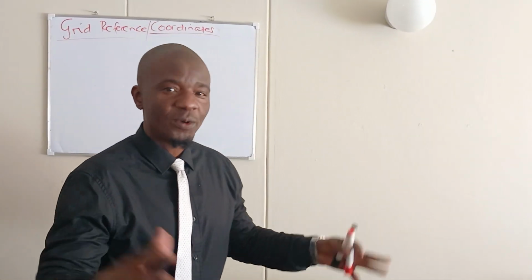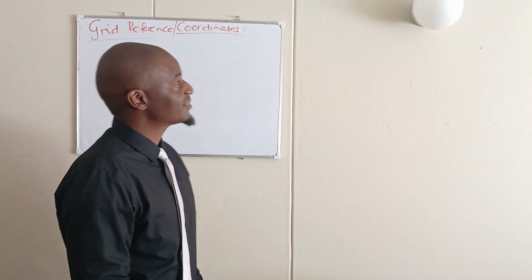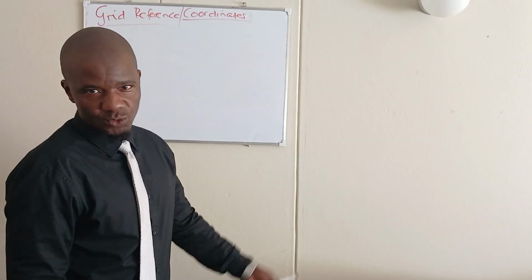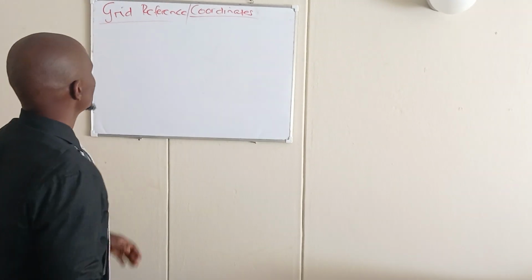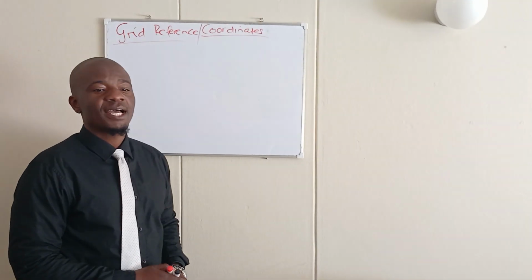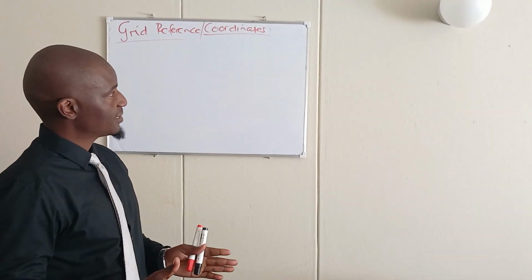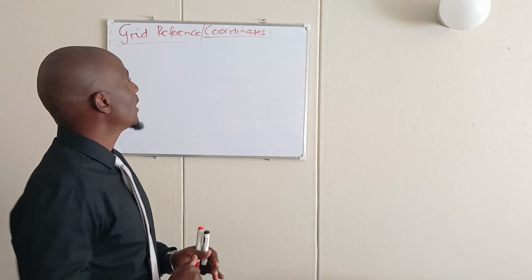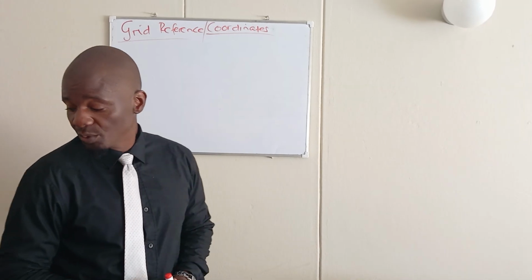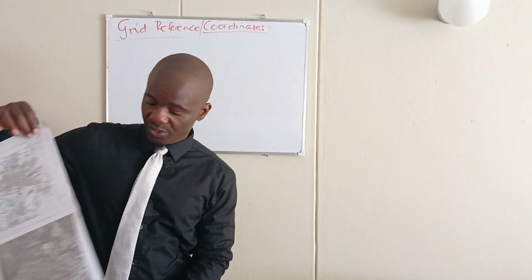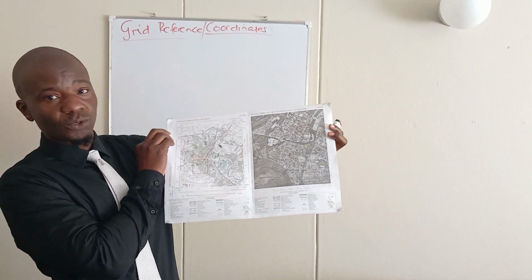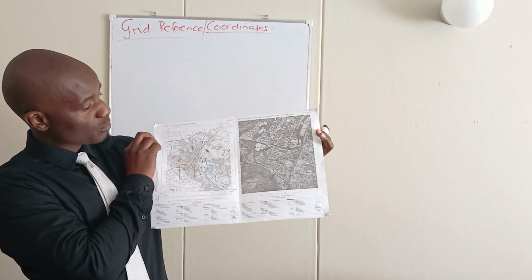I'm focusing more on map work skills, especially for FET, grade 10, 11, and 12 geography. So today I'm going to look at what we call grid reference or the coordinates. I'm going to start by simplifying it, explaining it in a simpler way. Then after that, I'll move on to use the map that we usually use when we are doing the grid reference and also the coordinates, that is our orthophoto and the topographical map.